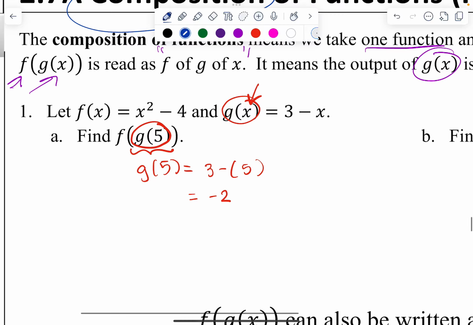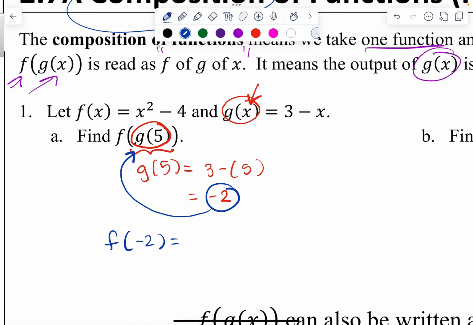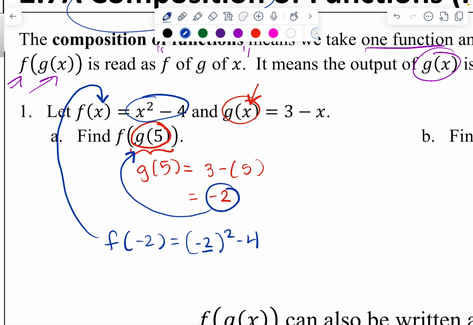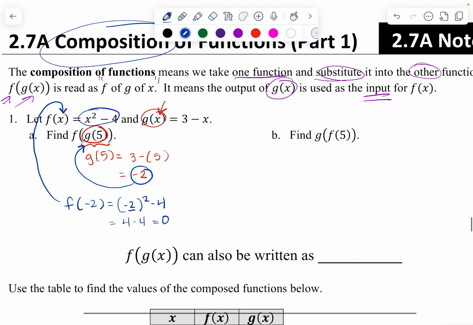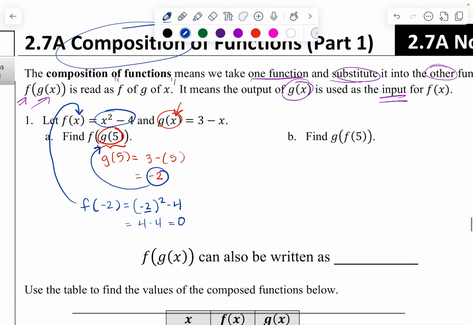Now I can use this instead. So f of g of 5 is the same as f of negative 2. I'm substituting it in. Instead of x, I plug this in here, so x squared minus 4 is now negative 2 squared minus 4. That's 4 minus 4, which is 0. Why don't you try part B? Push pause right here and try it on your own.